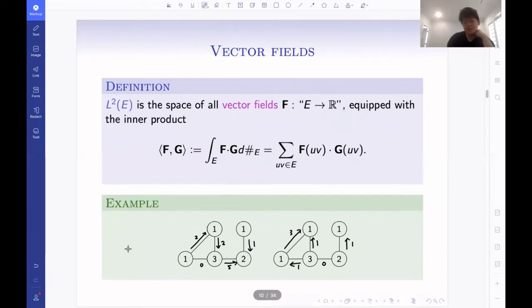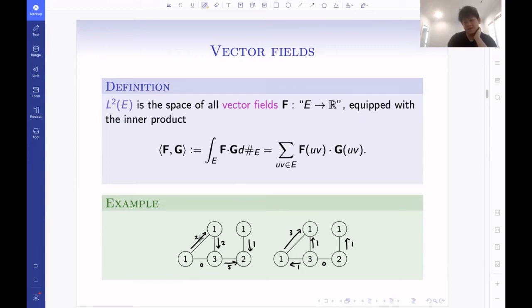A second inner product space I want to define is L2 of E, which you can think of as the space of all vector fields. By vector, I mean associate to each edge a one-dimensional real vector space. And you think of a vector as either pointing towards one vertex and away from the other, or in the opposite direction, and those two are going to be negatives. Then the inner product is just, you take the dot product on each one-dimensional vector space, and then you integrate with respect to the counting measure. So for example, I've drawn these vectors here.